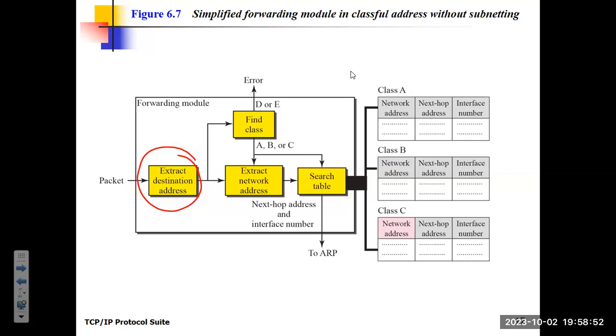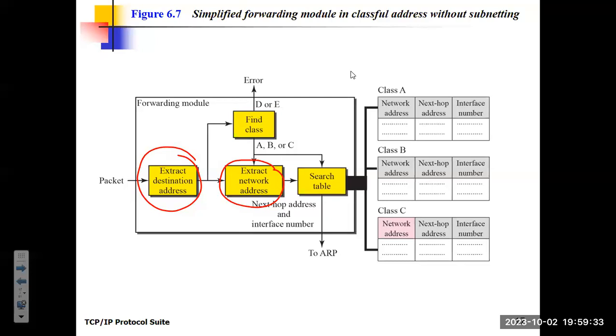Now, if we are using classful addressing, how many classes do we have? A, B, C. Perfect. So you will extract the network address. How do you extract the network address? You use the IP address and the mask, correct? Always we use the mask to find the network address. But before you find the network address, what do you need? You have to find the mask.